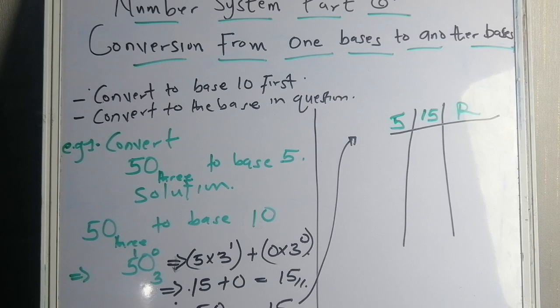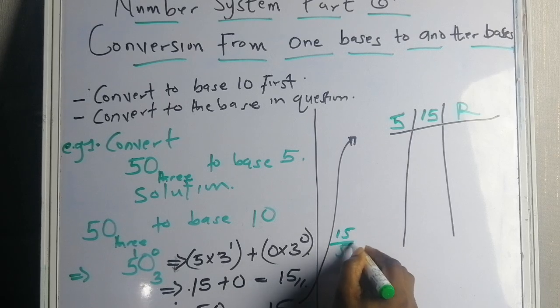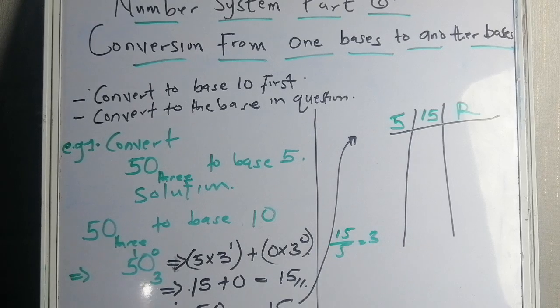Then before you can now convert to the base they asked you in the question, from base 10 to base 10. So follow the condition. The condition is very key. So from here now, I can say 15 divided by 5. 15 divided by 5, that's 3, like we did in part 5, in part 4.